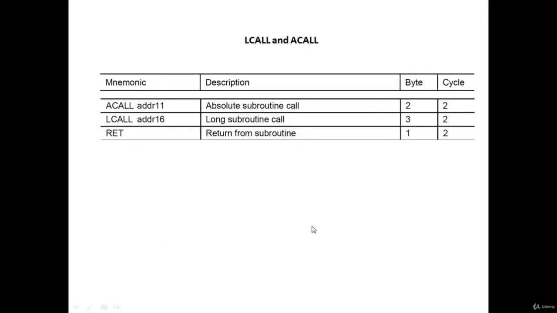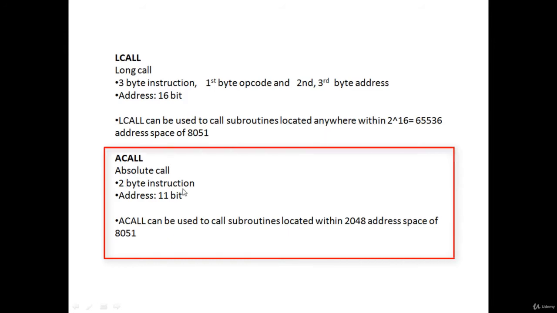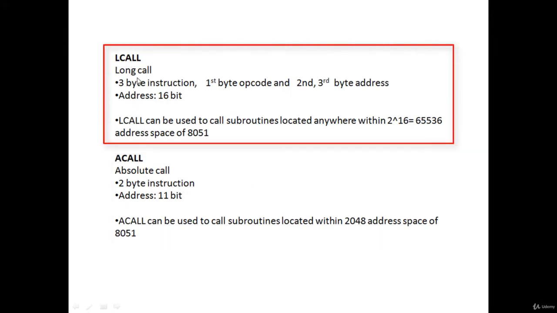Okay, now let's try to find out the working of LCALL, ACALL, and RET instruction in 8051 microcontroller. ACALL is nothing but absolute call, which is a 2-byte instruction. ACALL can be used to call a subroutine located within a 2048 address space of 8051. LCALL is a long call, which is a 3-byte instruction, and can be used to call a subroutine anywhere within the 65536 address space of 8051 microcontroller.